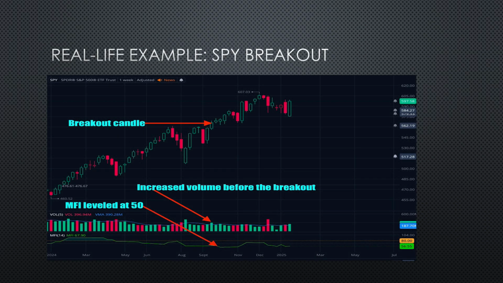Real life example, SPY breakout. Let's look at a real example from the SPY's recent history. In Q3 2024, SPY was consolidating in a tight range, as you can see on the chart here. In October, it broke out above key resistance levels with strong volume. The MFI confirmed this breakout by showing increasing buying pressure. Traders who identified this pattern acted and rode the subsequent uptrend for substantial gains.